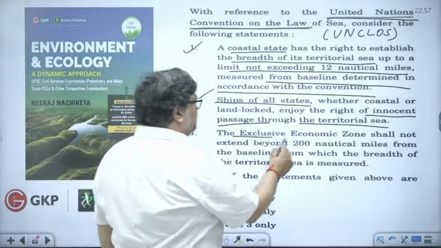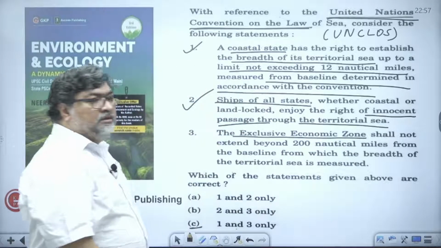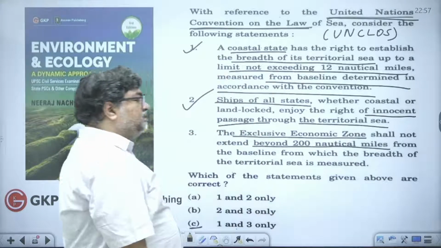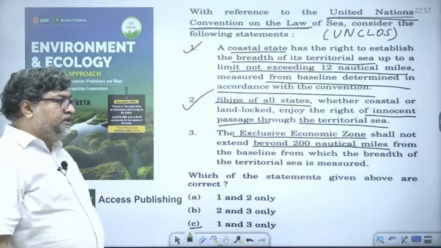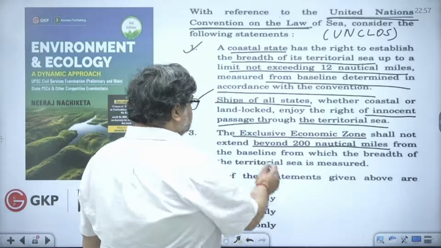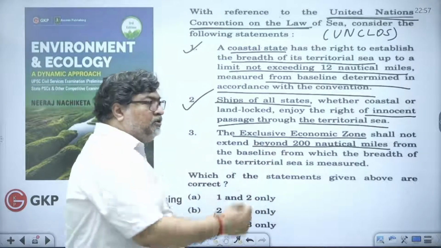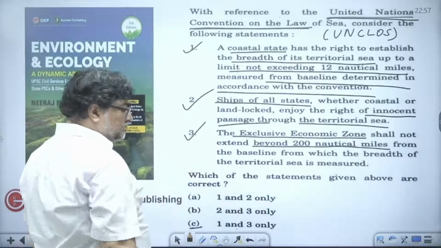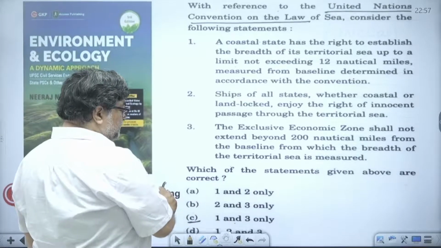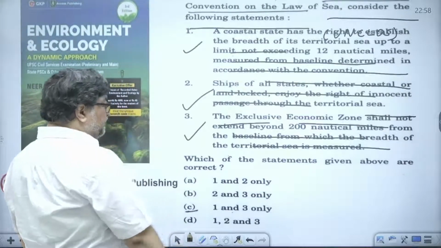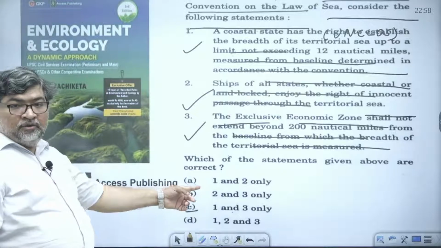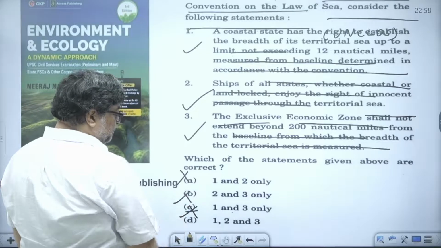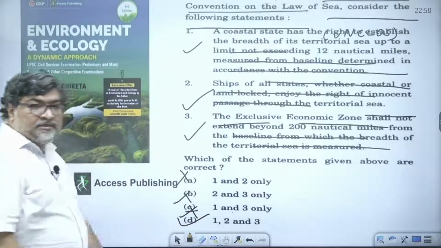Now, the exclusive economic zone, EEZ, shall not extend beyond 200 nautical miles from the baseline from which the breadth of the territorial sea is measured. It's correct. Up to 200 nautical miles is an EEZ. So this third is also correct. Given the options here, A, 1 and 2 only, is wrong. B, 2 and 3 only, wrong. C, 1 and 3 only, wrong. D, 1, 2, 3 are correct. D is the answer.